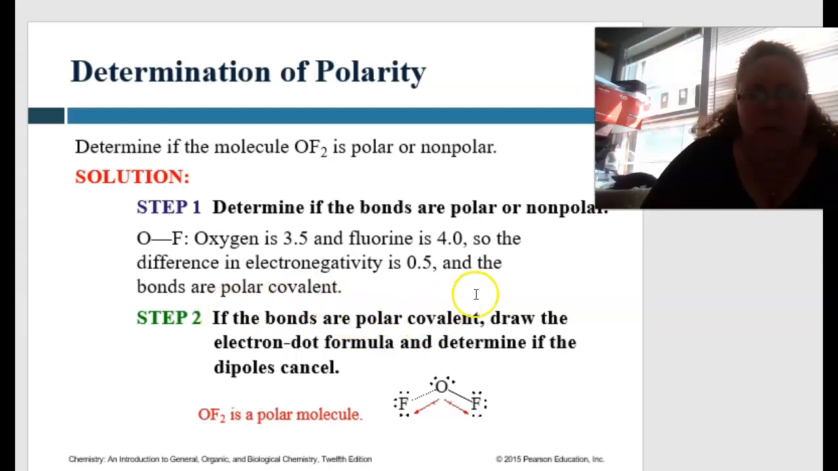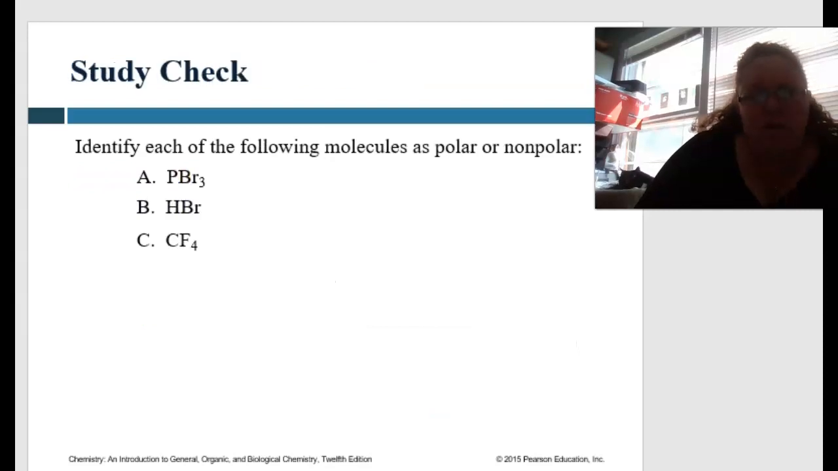If the bonds are polar covalent, then we're going to draw that electron dot formula and determine if the dipoles cancel. So let's draw that out, okay? And we find out that OF2 is a polar molecule, and it's bent. So let's do this as well, and let's identify each of the following molecules as polar or nonpolar. So pause me and come back.